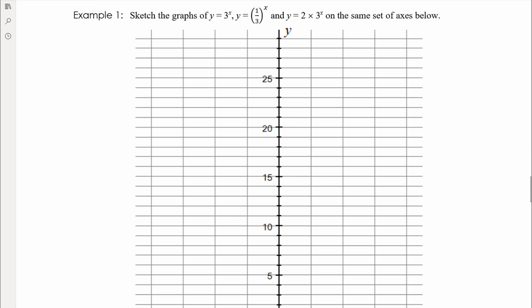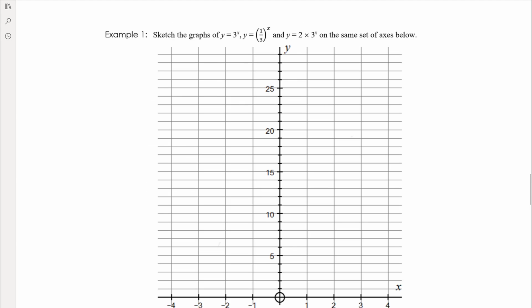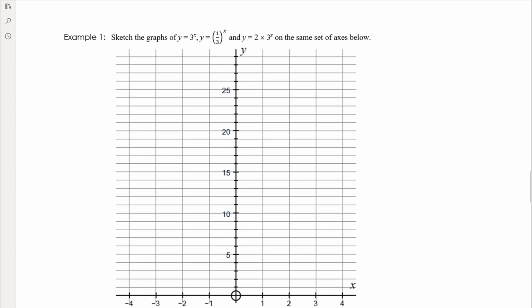Okay, so let's have a think about these examples. Sketch the graphs of 3 to the power of x, 1/3 to the power of x, and 2 times 3 to the power of x on the same set of axes. So we'll draw y equals 3 to the power of x, and then we want to think about how the other two graphs connect to that. I'm just going to shrink this down so I can fit the whole axes on the screen at once.